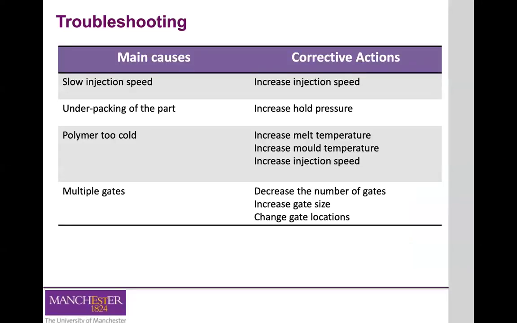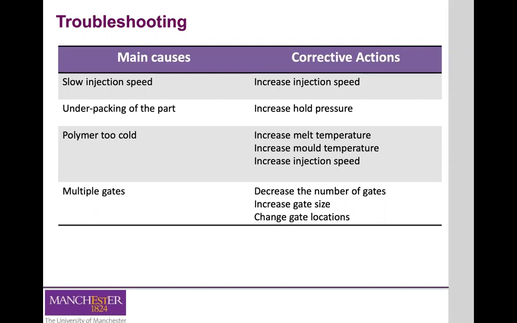So similar to sink lines, one of the main causes for the formation of these weld lines might be that you are injecting the material at a very low speed. The material is traveling very slowly, which allows more time for it to solidify. So when these two fronts meet and collide, they will be at a temperature that is too low and will not enable the fusion and blending of these two fronts. So we need to increase the injection speed to make sure that when these two fronts of material meet, they will be at a temperature that allows for the complete blending and fusion of the material.